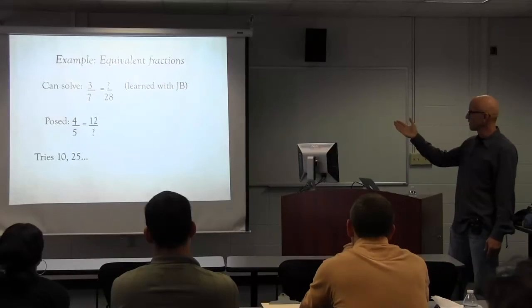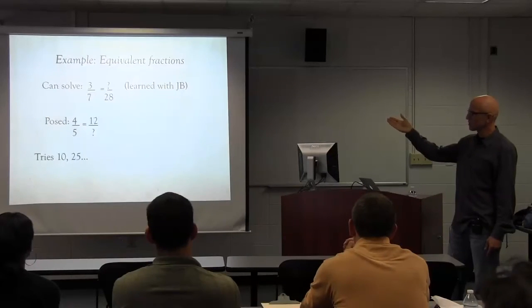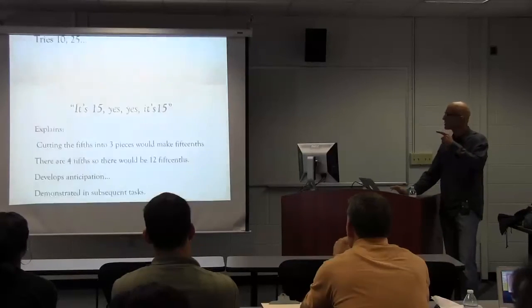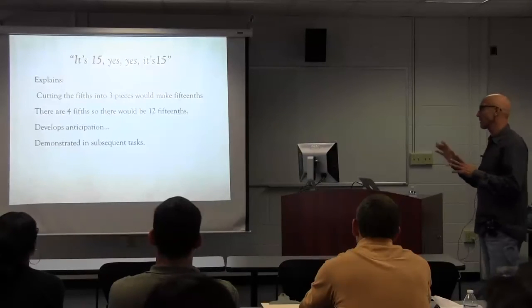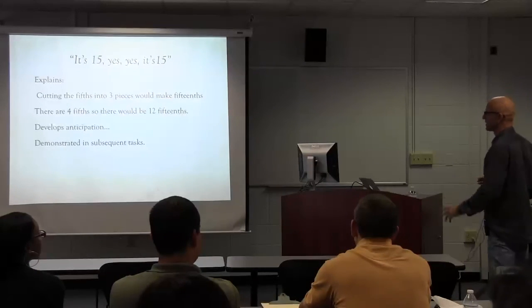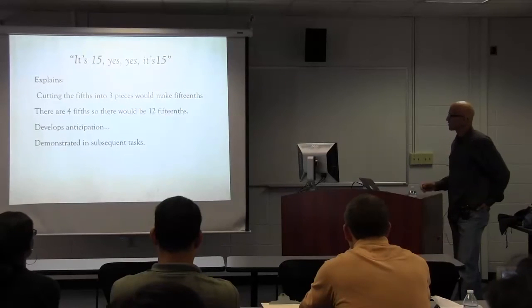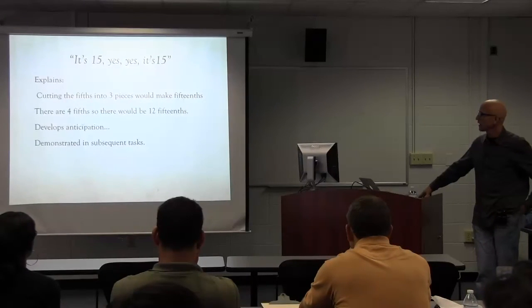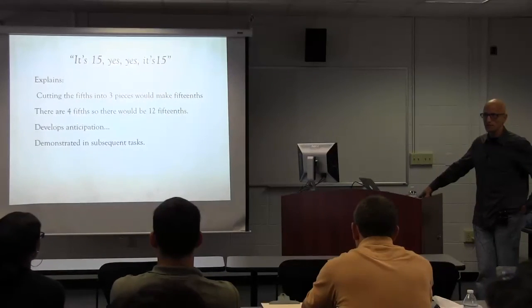Let me try 25. So it'd be cut each 5th into 5 parts. So each 5th would be 5 25ths. So 4 5ths would be 20. No, that's not right. Okay. So she's doing this kind of thing, and then all of a sudden she says, "It's 15. Yes, it's 15." And I'm using the way Kylie actually talks here. She gets very excited and leaves no doubt she's sure of it. And she explains that cutting the 5th into 3 pieces would make 15ths. There are 4 5ths, so there would be 12 15ths. And in subsequent tasks, she's now showing that she's able to do these problems.